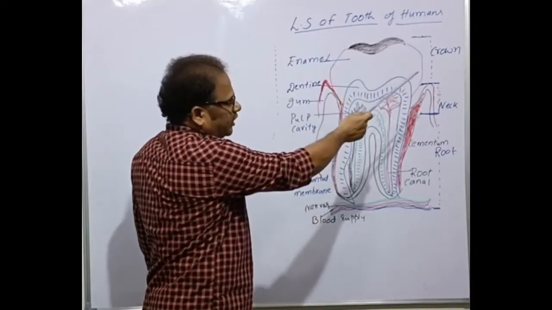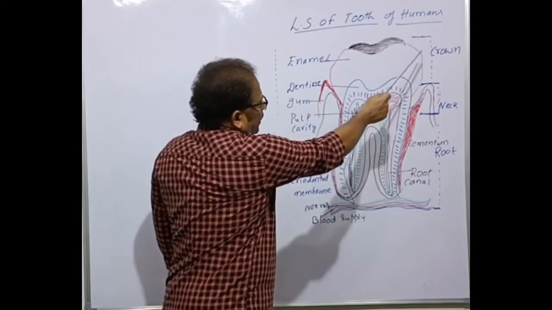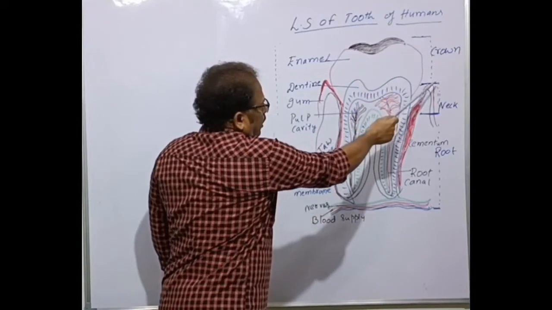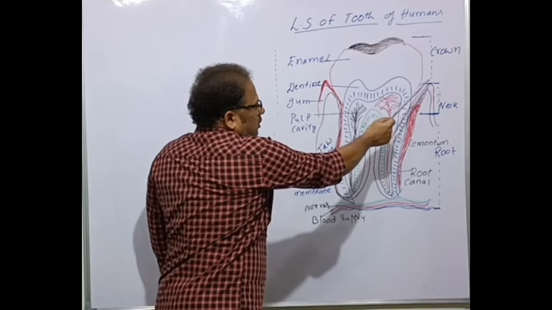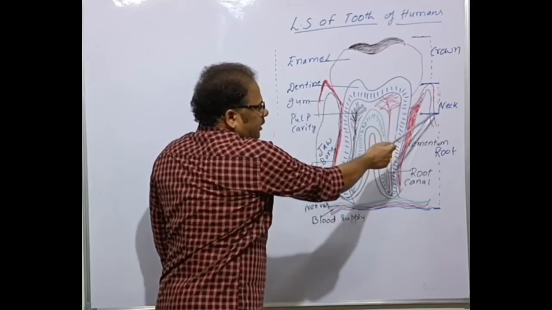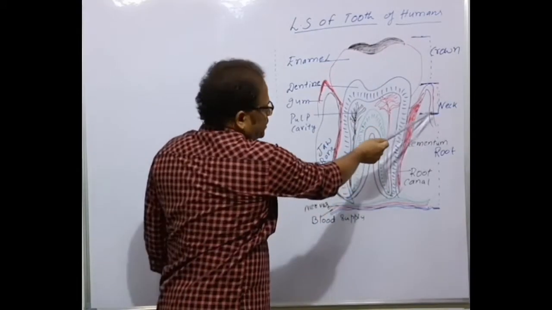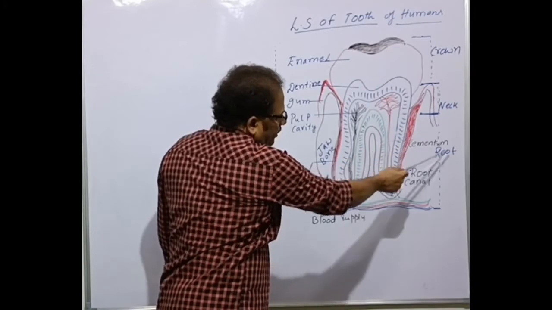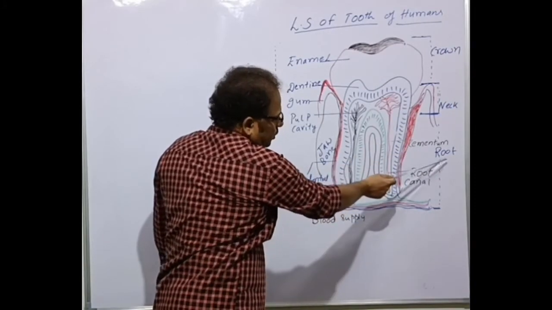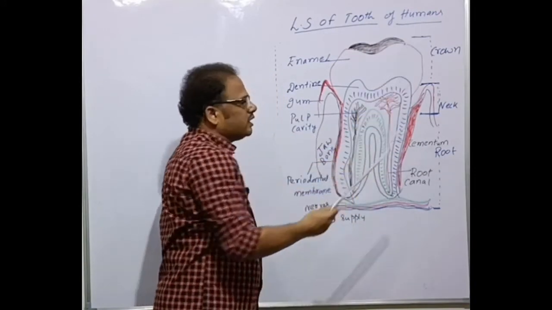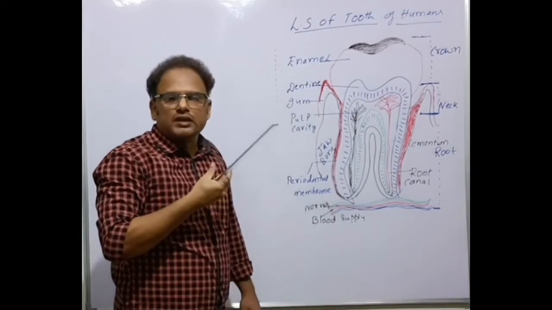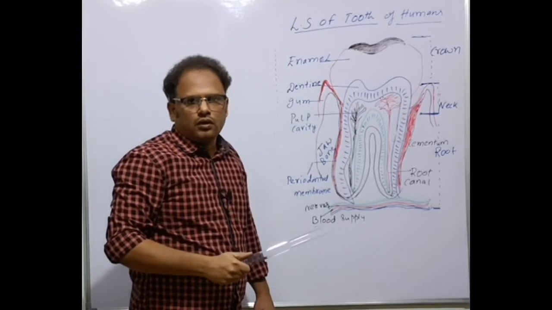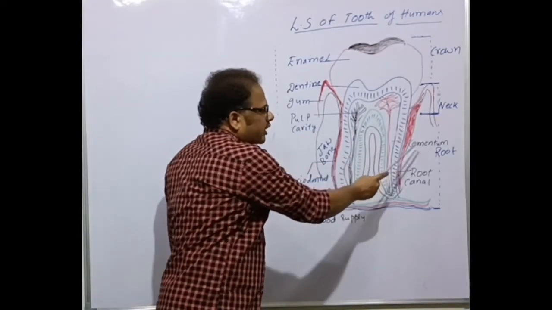So there are basically three parts. One is a crown. This is the crown, the exposed part, from here to here. A very small constricted part is the neck. And the lower part, the bottom part, is the root. Only the crown is exposed outside. We can see only the crown, whereas the neck and the root are embedded.